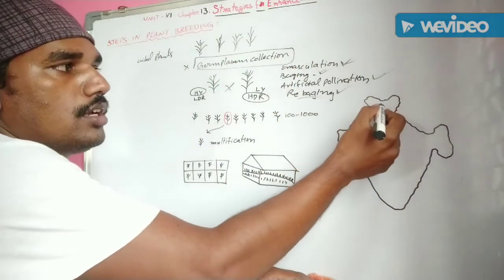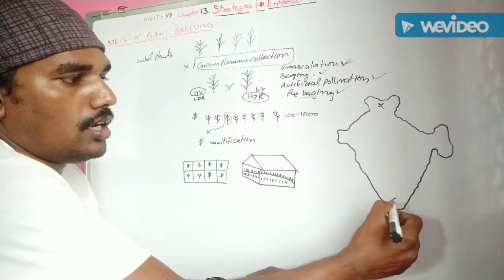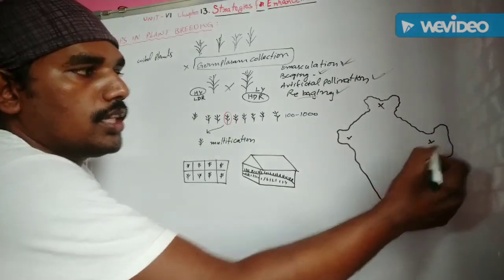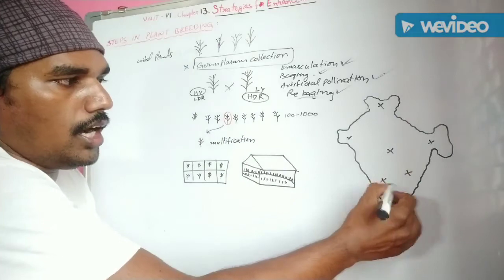Suppose Jammu Kashmir, Kanyakumari, Gujarat, Kolkata, Madhya Pradesh, Andhra Pradesh, Kerala.